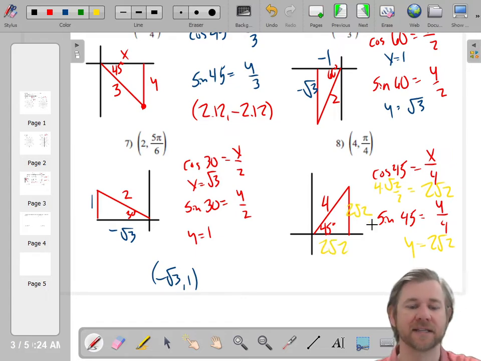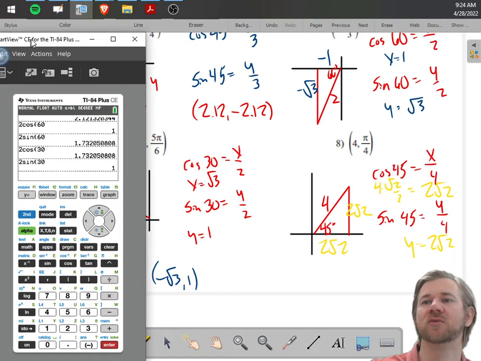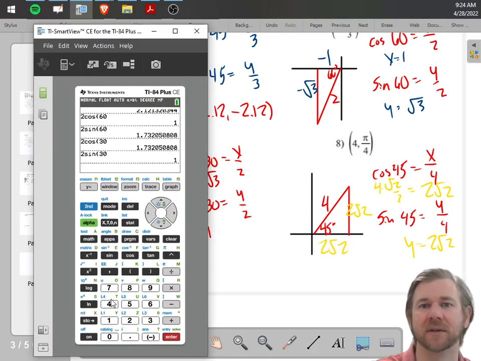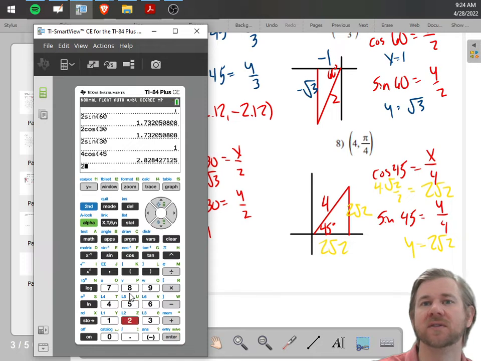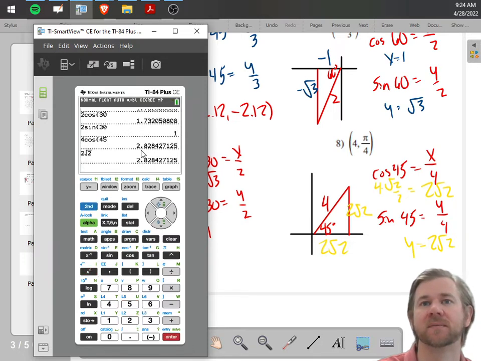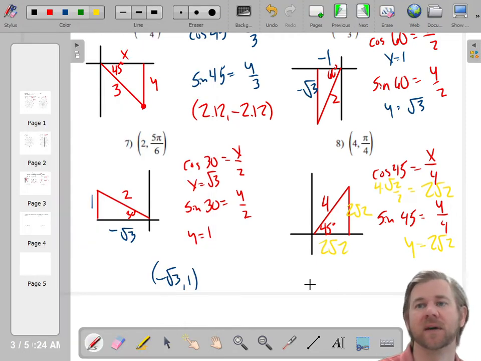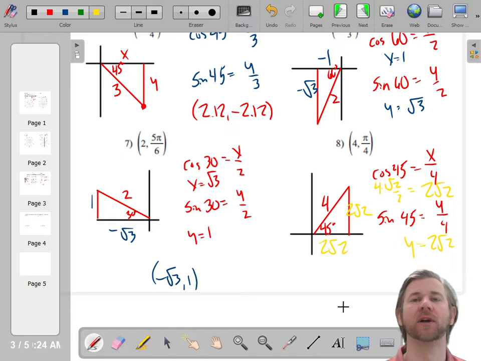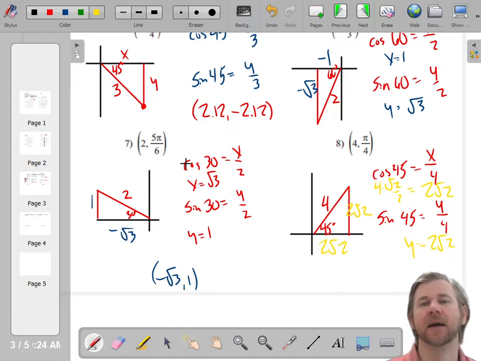You can get it as a decimal if you want, but when you can do them without it, it's easier to do it just in your head. 4 times the cosine of 45 is 2 radical 2. See? Okay. So I'll just leave it as an exact answer. That's if I give you the polar and I ask you to go to rectangular. You're always going to be given the radius and the angle, so you can always find the x and the y the same way.